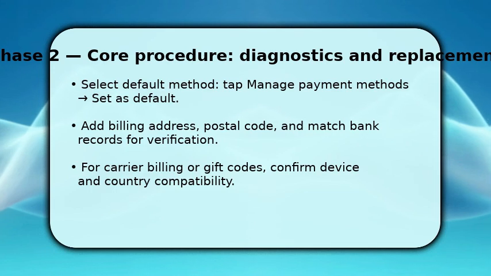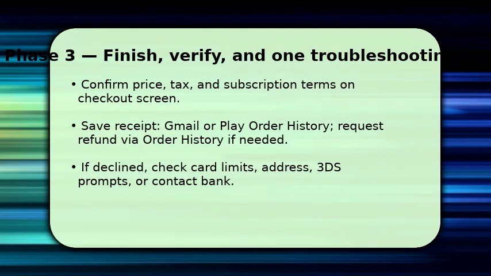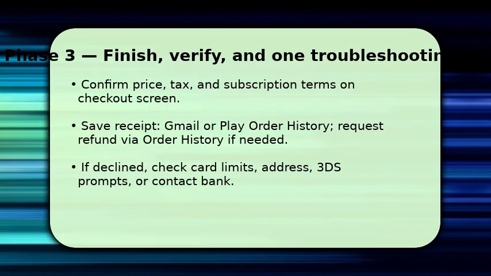You finish by reviewing the checkout screen, confirm price, tax, and any subscription terms, then authorize the purchase using the default method. After a successful charge, check Play order history or your email for the receipt. For refunds, use order history to request one.